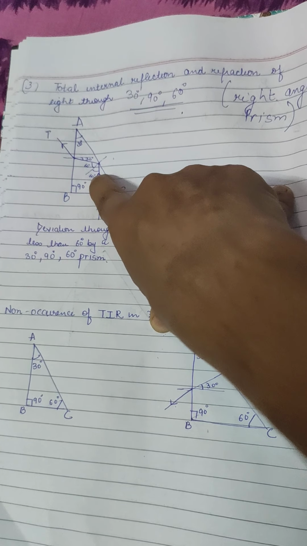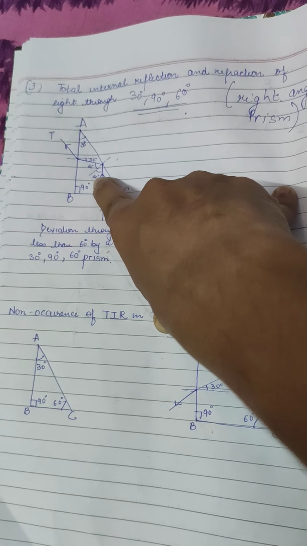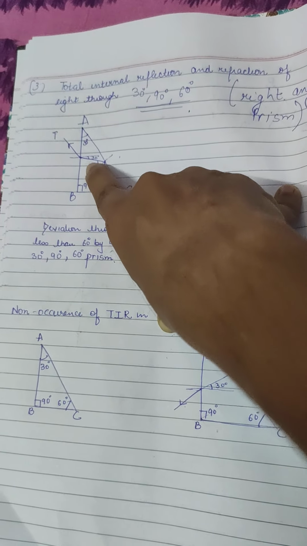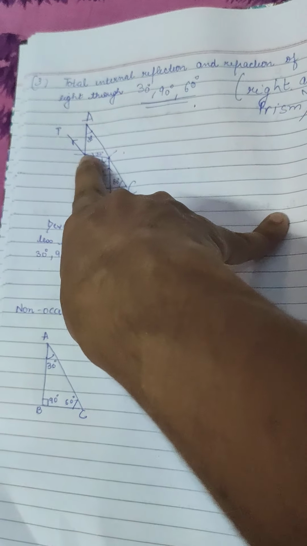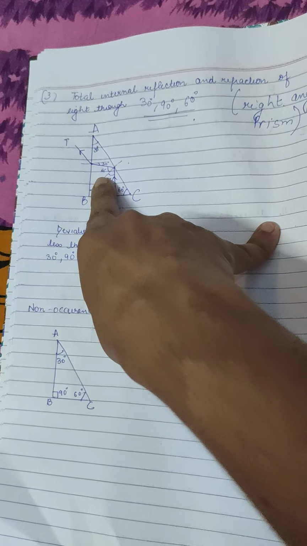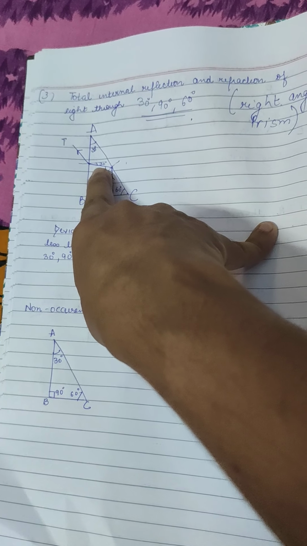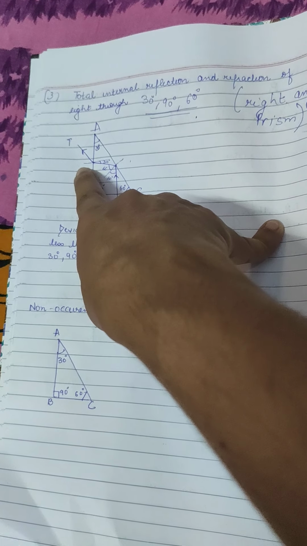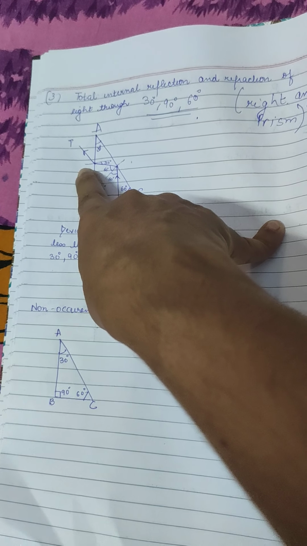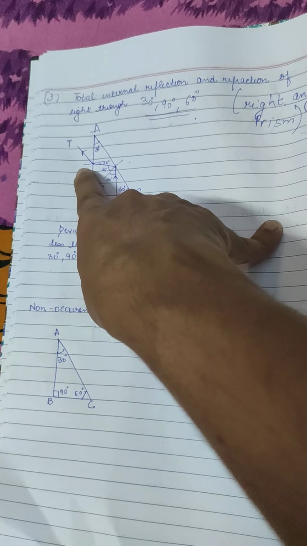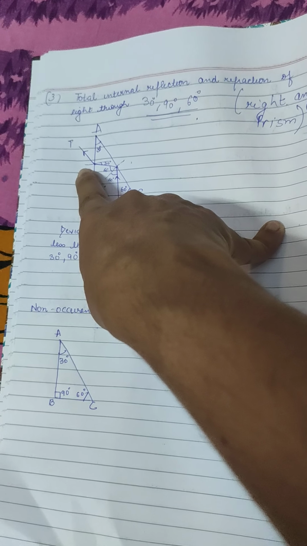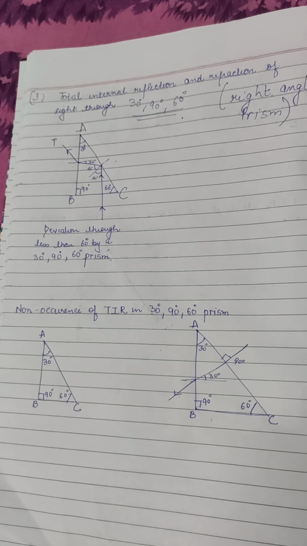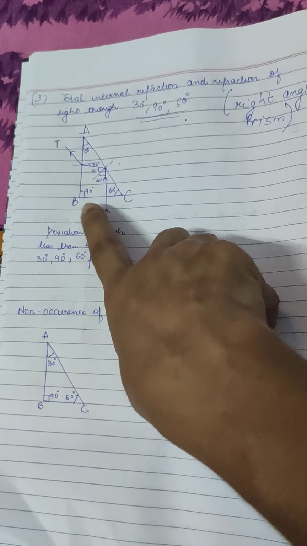At face AC it makes a 60 degree angle, which is greater than 42 degree. So total internal reflection occurs at this face. It then makes an angle of 30 degree, which is less than 42 degree, less than our critical angle. So refraction occurs. So we can say that the emergent ray has turned through an angle of deviation, which is less than 60 degree, when you are taking the ray from face BC.